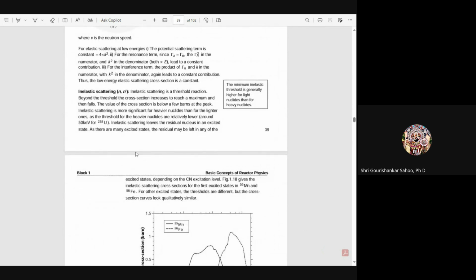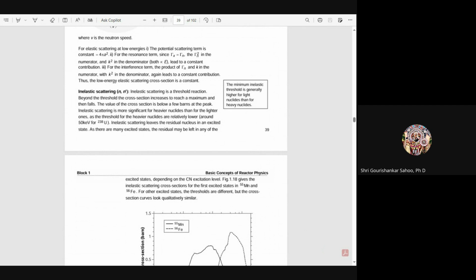For elastic scattering at low energies, you have three things. The potential scattering term is constant, that is equal to 4 pi a square. For the resonance term, since gamma x is equal to gamma n, the gamma n square in the numerator and k square in the denominator, both directly proportional to E, lead to a constant contribution.